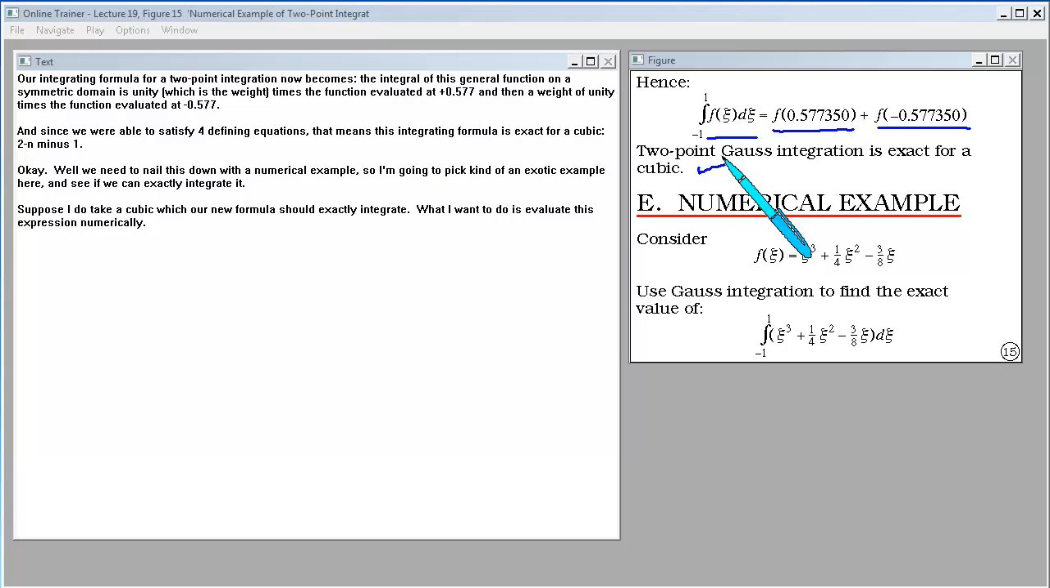Okay, well, we need to nail this down with a numerical example, so I'm going to pick kind of an exotic example here and see if we can exactly integrate it. Suppose I do take a cubic, which our new formula should exactly integrate. What I want to do is evaluate this expression numerically.